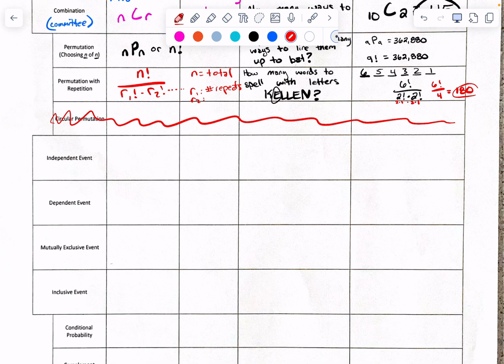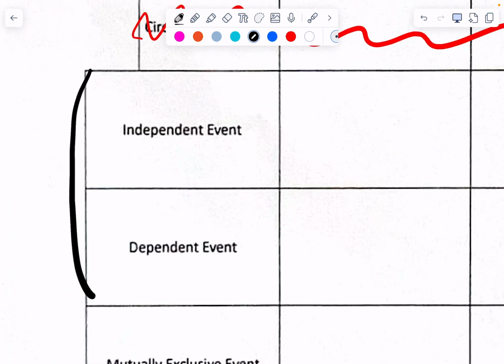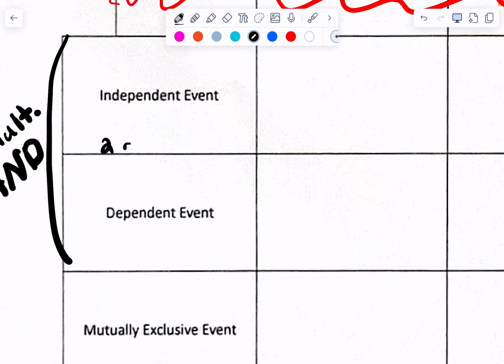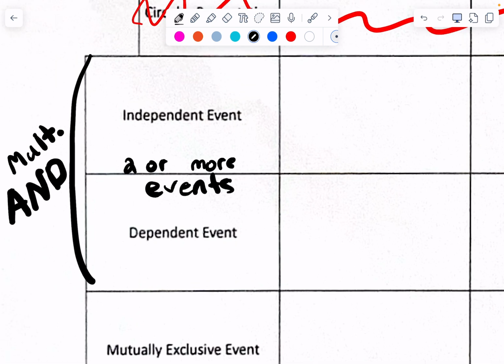Okay. Independent and dependent. Put a little loop on the side over here. These have to do with multiplying the probabilities together. You multiply when it is an "and", and when it is two or more events. That's how you know you are to multiply. Two or more events. Okay?